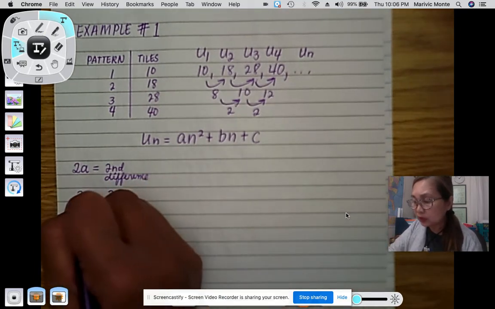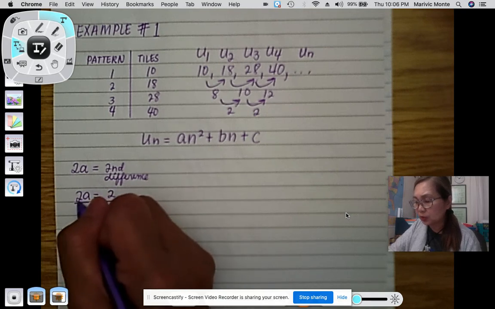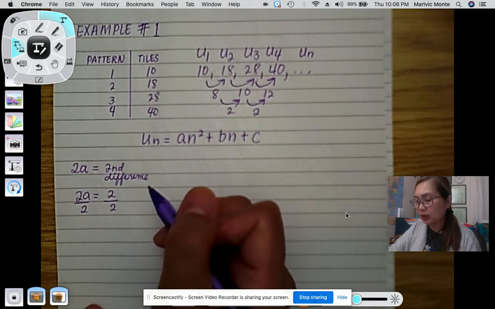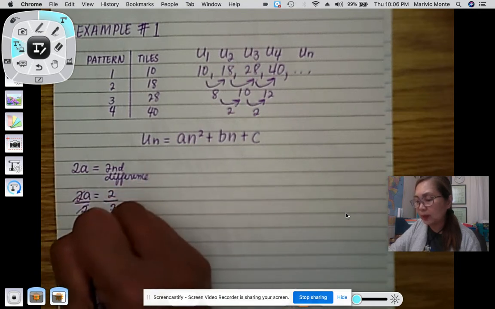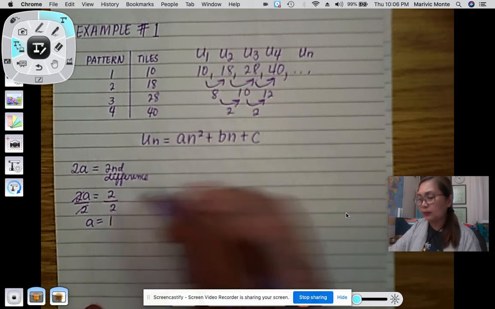And dividing both sides by 2 because we want to get rid of this 2 in front of a. So we divide it by 2 on both sides of the equation. We cancel this out, so we have a equals 2 divided by 2 is 1.